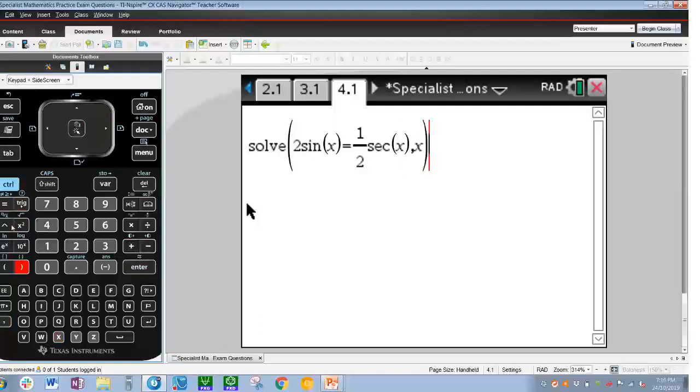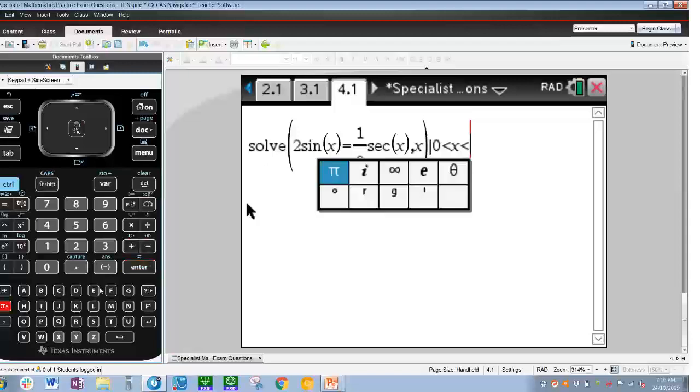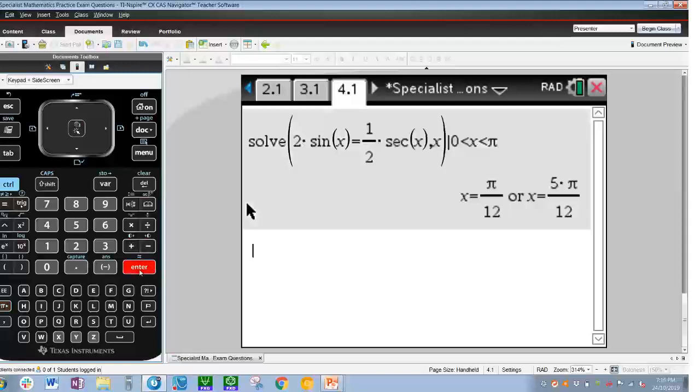And let's not forget the domain. So control equal, let's press left to snap to the given sign, and then let's type in the domain. 0, control equals, right for less than, x, control equals, right for less than, and let's type in pi. There we go. So we can see that the graphs of 2 sine x and half sec x, at least between 0 and pi, intersect at x equals pi over 12, as well as x equals 5 pi over 12.